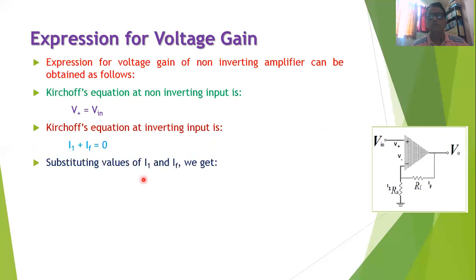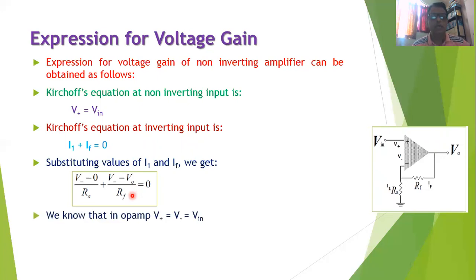Now in this equation, we can substitute the values of I1 and IF. We know that I1 is the current that is flowing through the resistance Ra. At one end of Ra, there is a voltage V minus, and the other end of Ra is grounded. Therefore, I1 can be written as V minus minus 0 divided by Ra. Similarly, IF is the current that is flowing through RF. At one end of RF, there is a voltage V minus, and the other end of RF is connected to the output voltage. And therefore, IF can be written as V minus minus VO divided by RF.